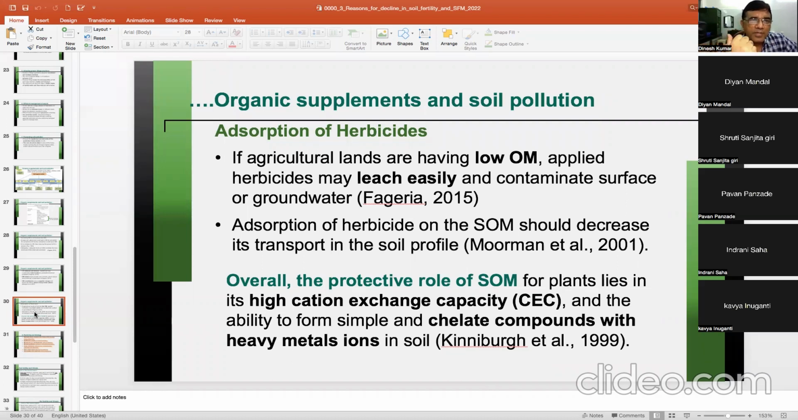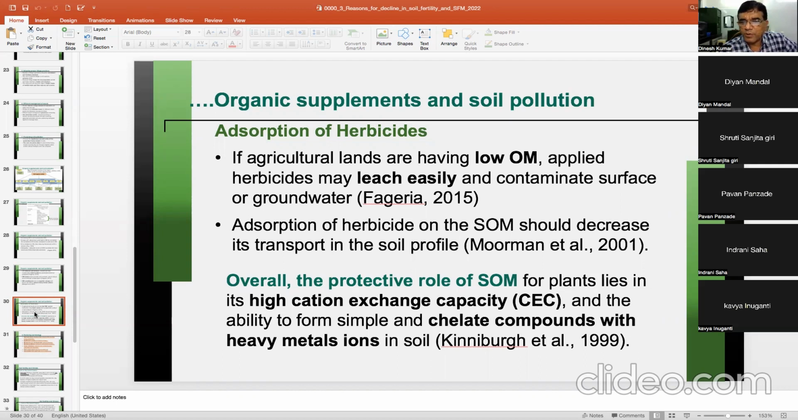So absorption of herbicide. I'm not saying that, but somewhere if they are used in excess. If agricultural lands have low organic matter, applied herbicide may leach easily. This is another dimension. It may leach easily and contaminate the surface or groundwater. Absorption of herbicide on the soil organic matter should decrease its transport in the soil profile. So that is why it will prevent even the pollution of groundwater.